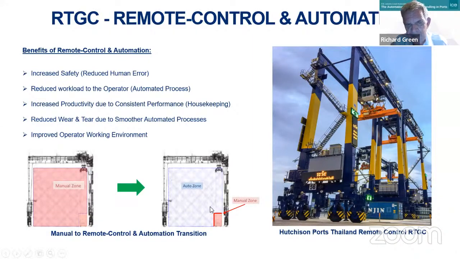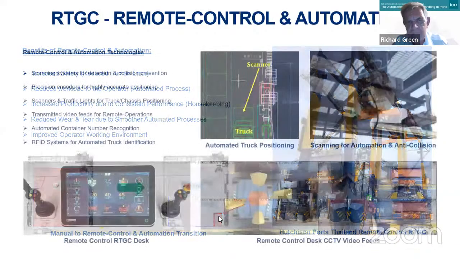In the auto zone, the only manual zone is the area where the truck goes for lifting up the containers and putting down the containers. And in fact, the truck drivers are instructed not to leave their cab. They have to stay in the cab. So there's a very small manual zone.